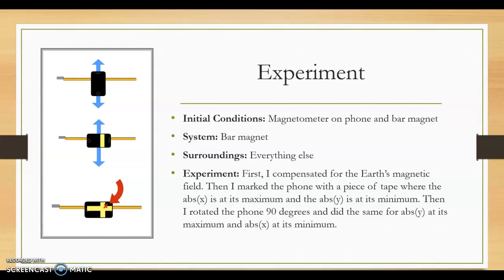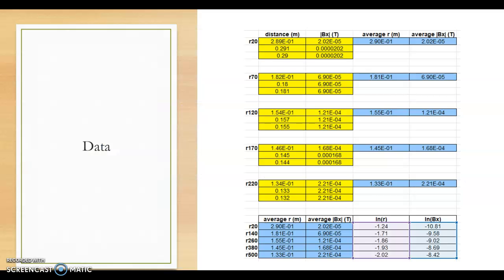Then, after that, I rotated the phone 90 degrees and I did the same for the absolute value of y. But this time, the absolute value of y had to be at its maximum and the absolute value of x had to be at its minimum. And this is the data I got. For each distance, R20, R70, R120, R170, and R220, I plugged in the values I got in the yellow, and the output is in the blue, which Excel calculated for me from the data.